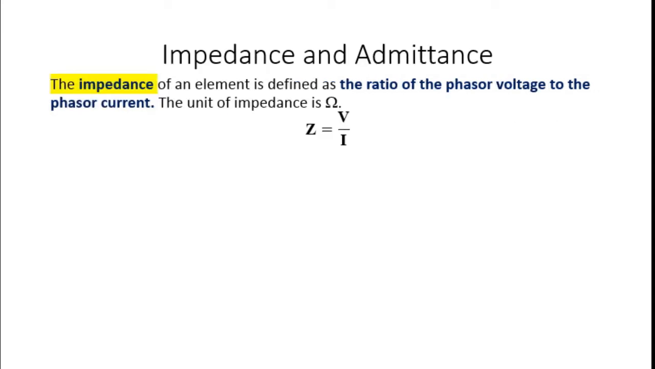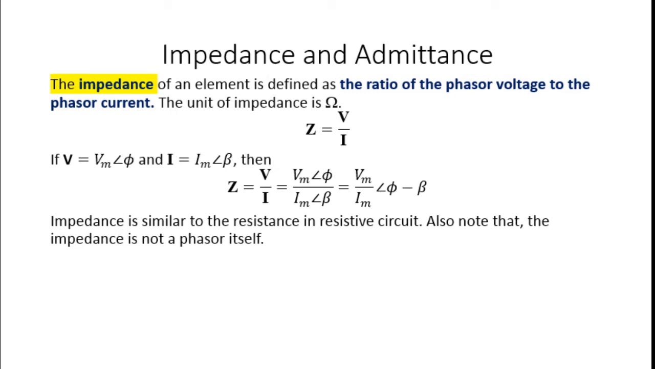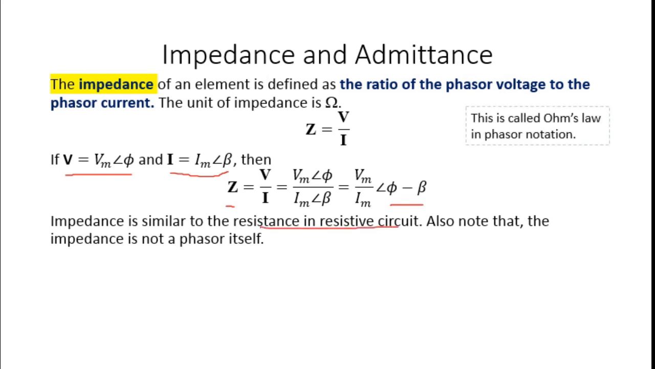What is an impedance? The impedance of an element is a ratio of phasor voltage to phasor current. The unit is ohm. If a phasor voltage of an element is V equals Vm magnitude and phi angle, while its phasor current I is Im magnitude and beta angle, the impedance is simply V over I. Therefore, its magnitude is Vm divided by Im, while its phase is phi minus beta. The impedance is similar to the resistance of a resistive circuit in time domain. It also means that Ohm's law is applicable when we solve any circuit problem using phasor concept. At the same time, please note that impedance is not a phasor.